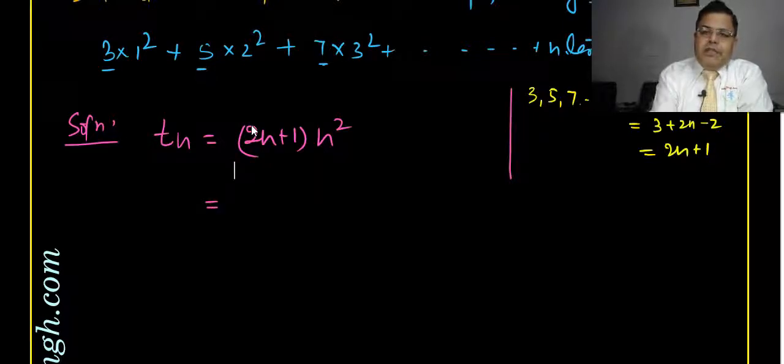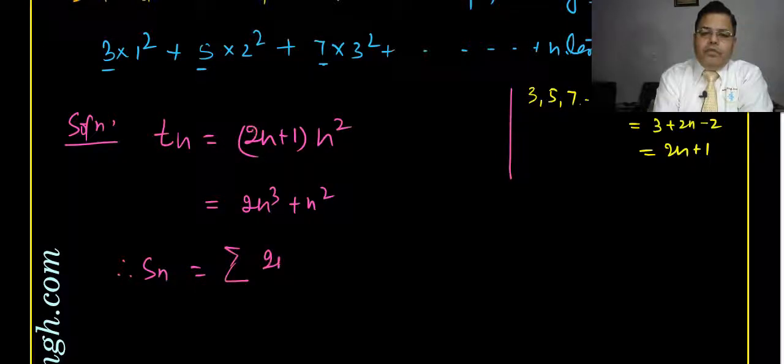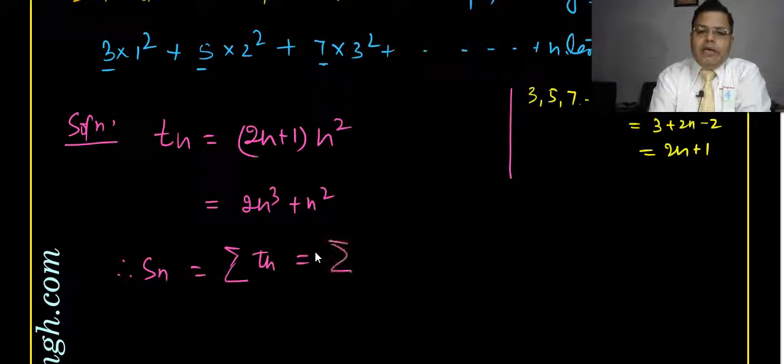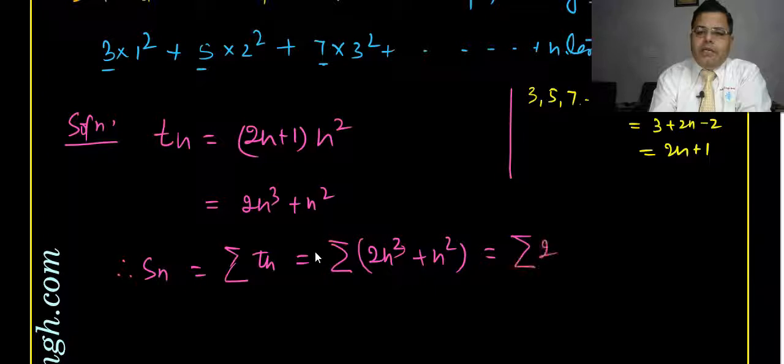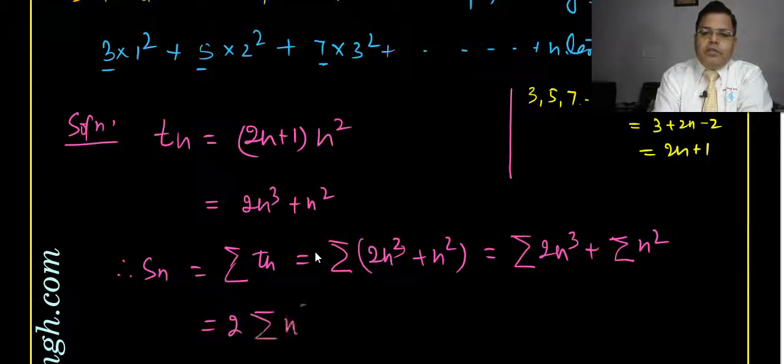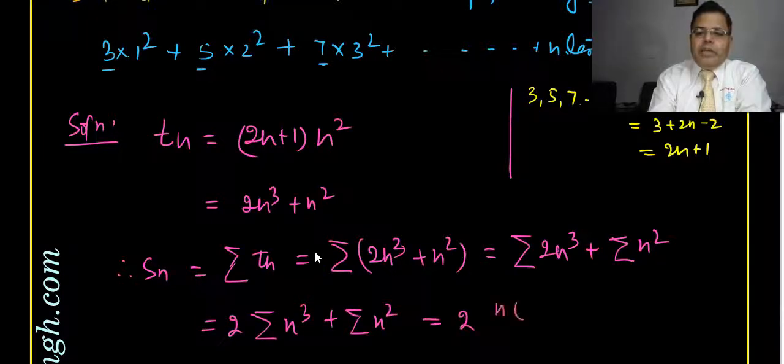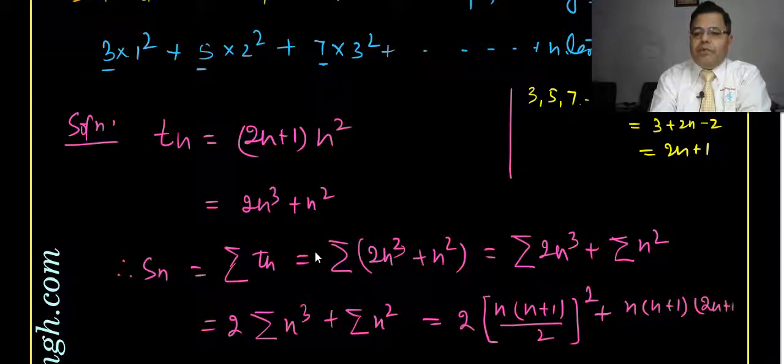Now this can be written as 2n cube plus n square, and therefore Sn is equal to sigma tn, and sigma tn is sigma of 2n cube plus n square, that is sigma 2n cube plus sigma n square. 2 can be taken outside as common, so 2 sigma n cube plus sigma n square. The value of sigma n cube is nothing else but (n into n plus 1 by 2) whole square, isn't it? And sigma n square is n into n plus 1 into 2n plus 1 upon 6, isn't it?